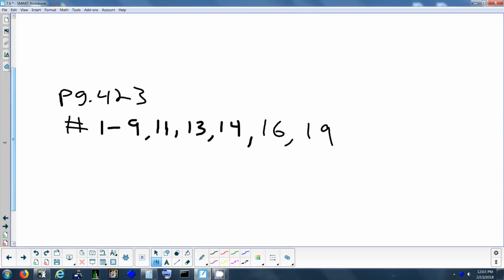Okay, so homework, it's page 423. On 1 through 9, they kind of guide you through the problem. We had to do all the factoring by hand. They do some of the factoring for you. On 13, 14, 16, and 19, you're on your own. You have to do everything like we did in class. But the first few are a little easier.